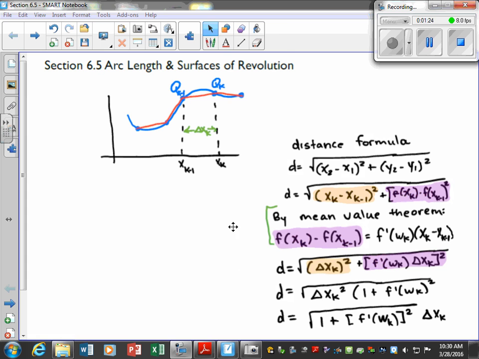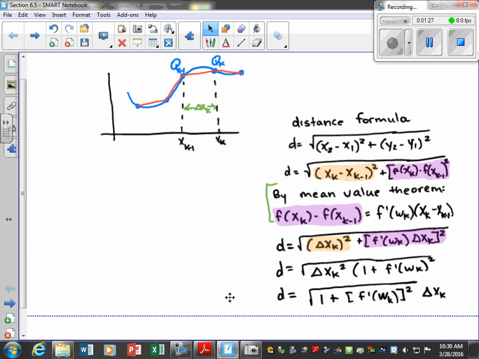This is just a proof, so don't be confused too much by this. Let's just see this through. If I take our values from here and use the mean value theorem, then this purple portion in my distance formula can be replaced by the right-hand side of this relationship. So this is just representing the change in x's, so delta x sub k is the distance between these two. That's going to replace this, and then our change in y values here, we're going to replace with this, which is the mean value theorem portion of it.